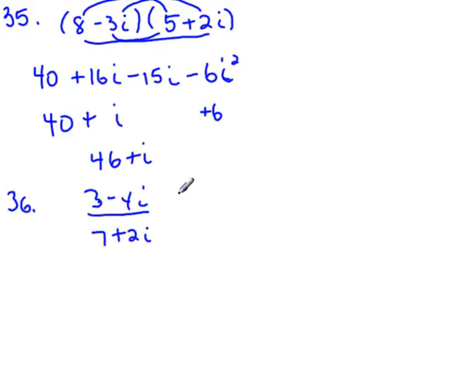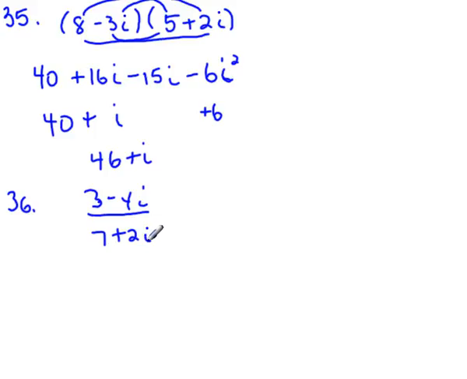Number 36, instructions say perform the operation and write the answer in a plus bi form again. Again, remember that you can put this in your calculator. Make sure that you're in a plus bi form, and i can be found as the second function of the dot or decimal on the bottom row of your calculator. But I'm going to do it for you here by hand.